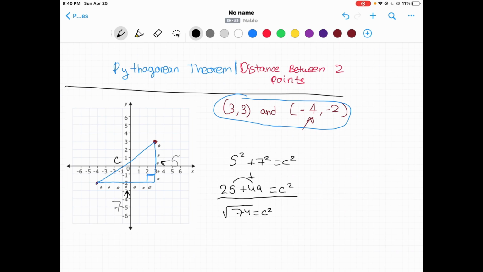We would take the positive root of both sides since we cannot have negative distances. Now this square root is going to cancel out the exponent, so we'll be left with C is equal to the square root of 74. So now we know that the distance between these 2 points that we were given is the square root of 74.